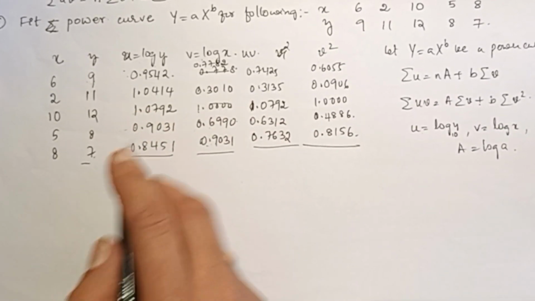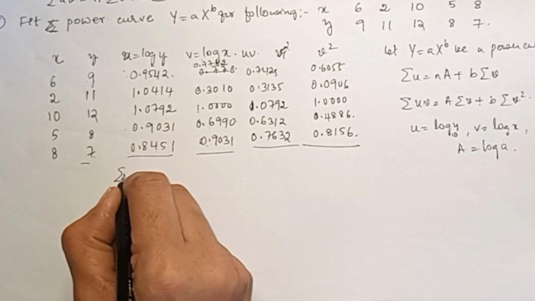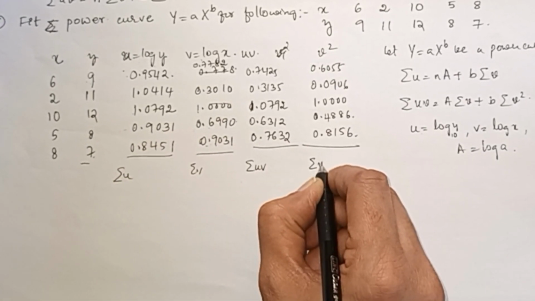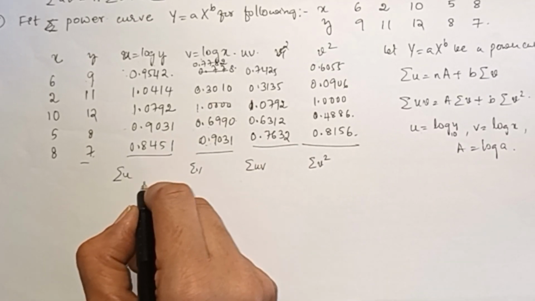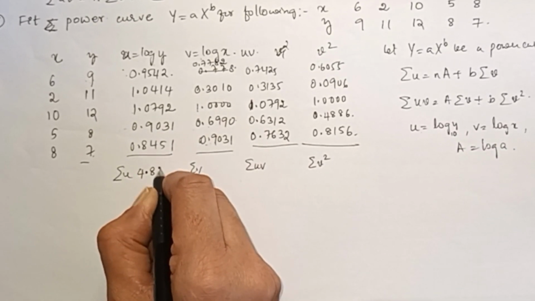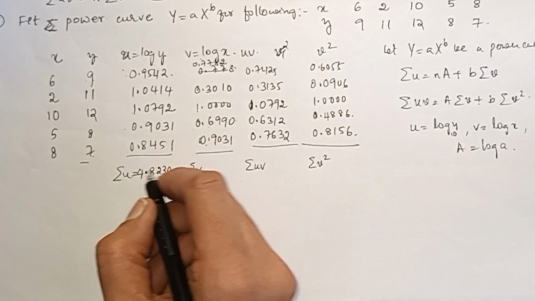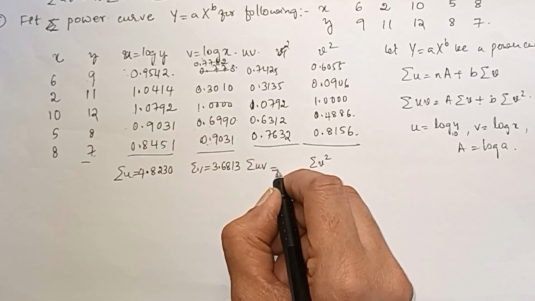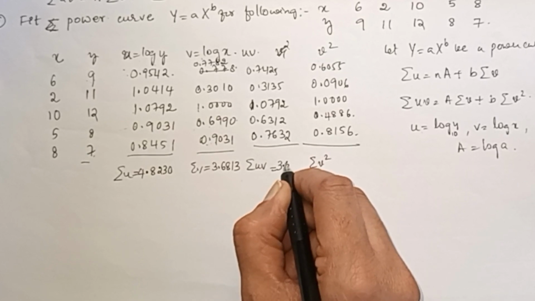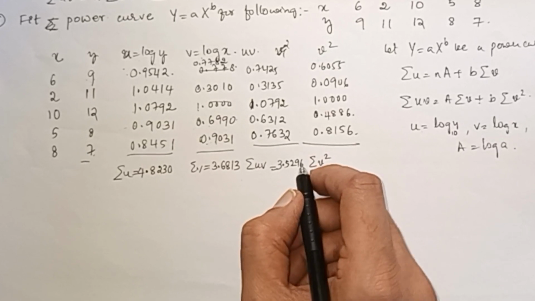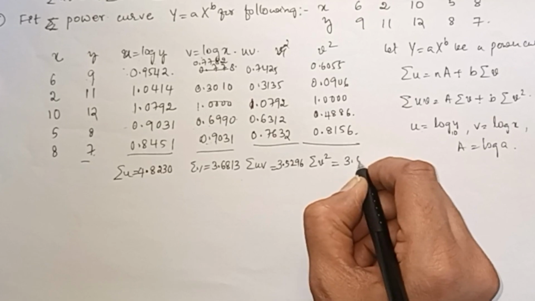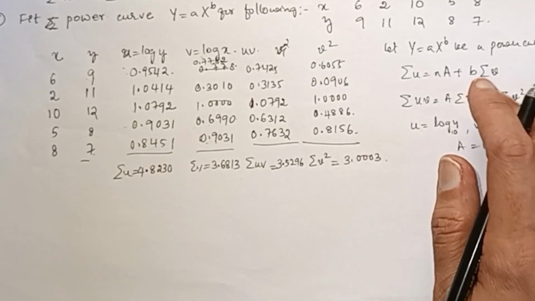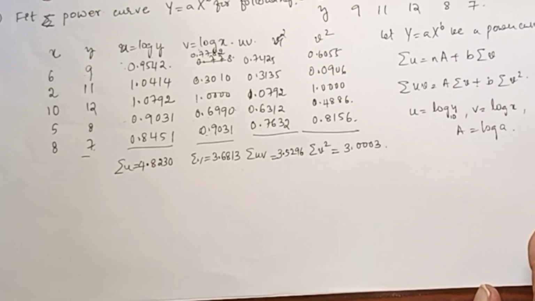I need the sum of all these now. I don't want summation of x and y. I need sum of u, summation of v, then summation of uv, then summation of v square. Summation of u is 4.8230. You can check with that. This is 3.6813. Summation uv is 3.5296. Then summation of v square is 3.0003. Okay, substitute all these values into your normal equations.